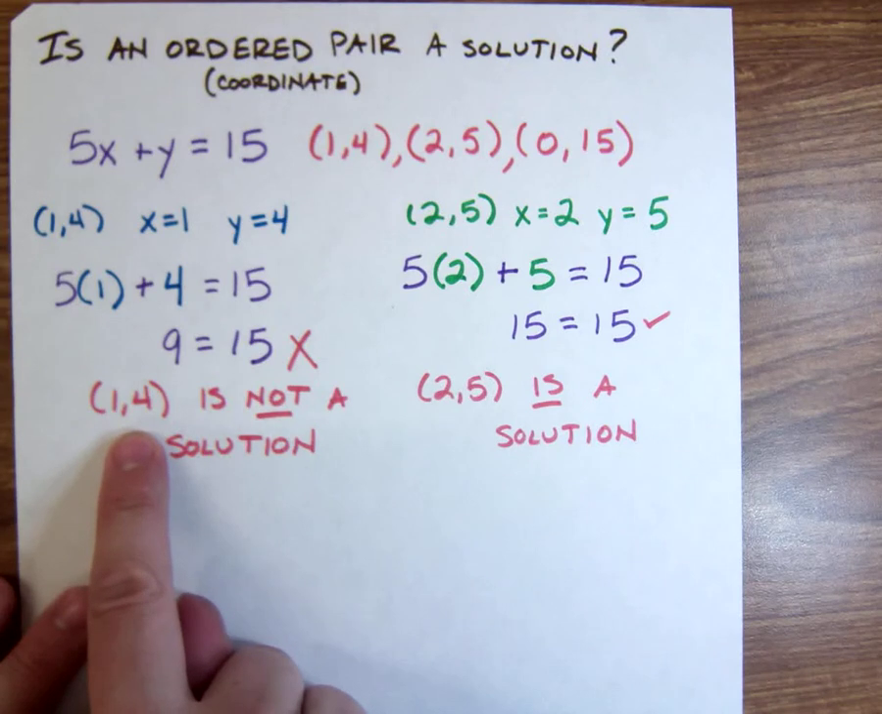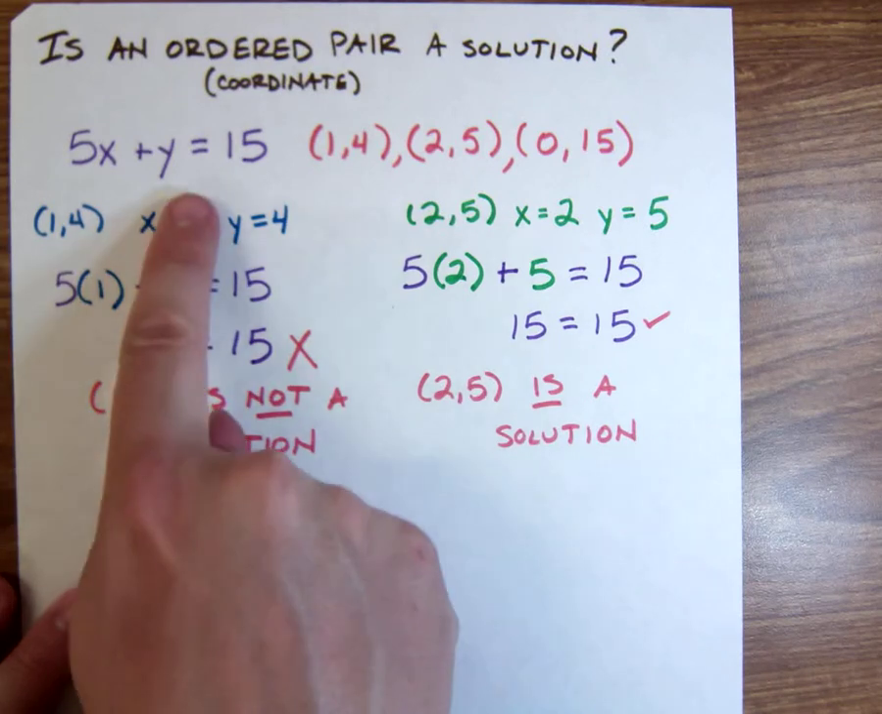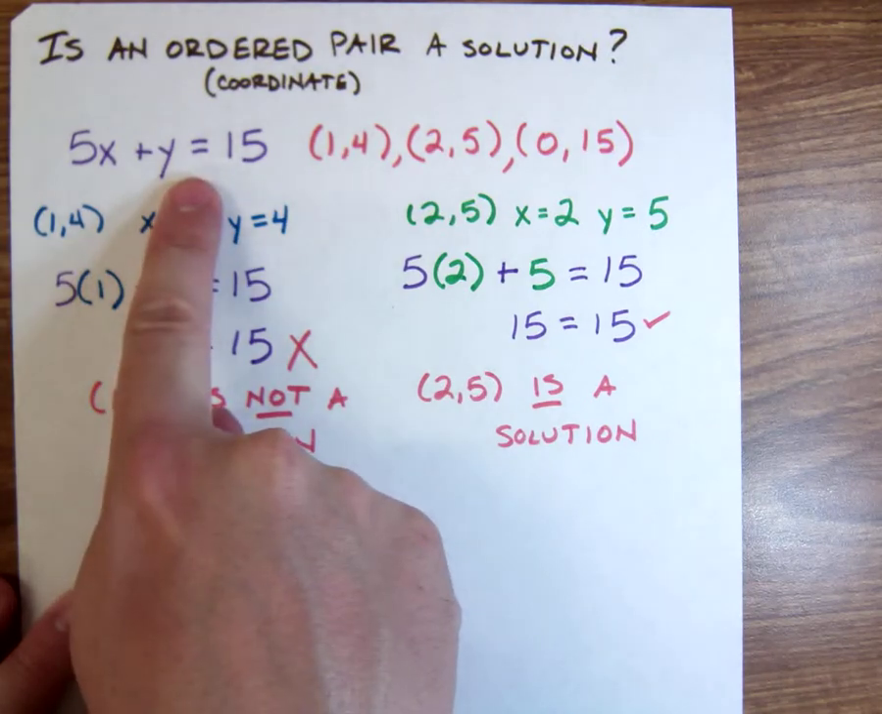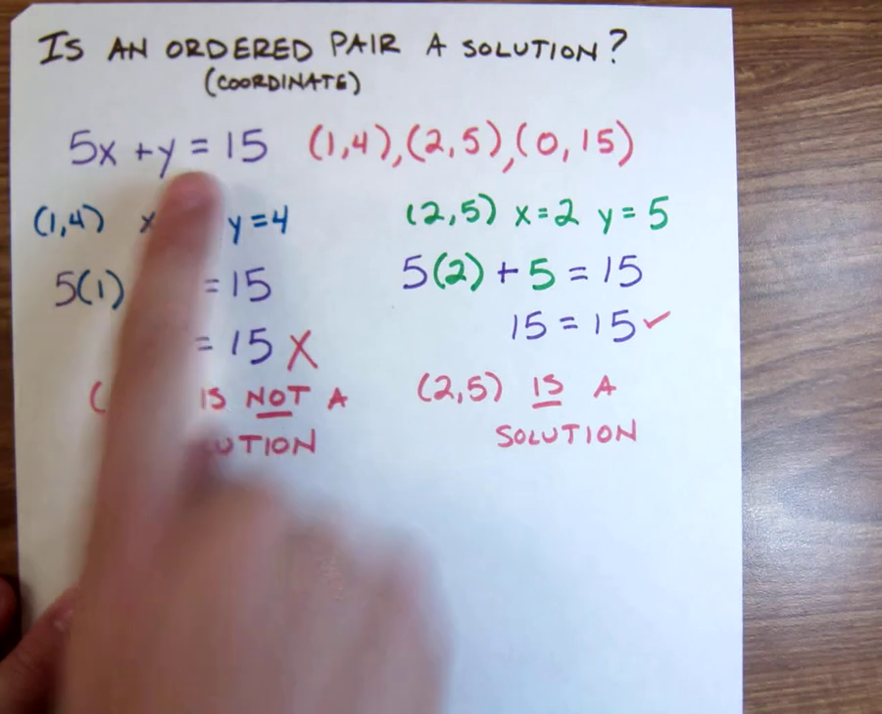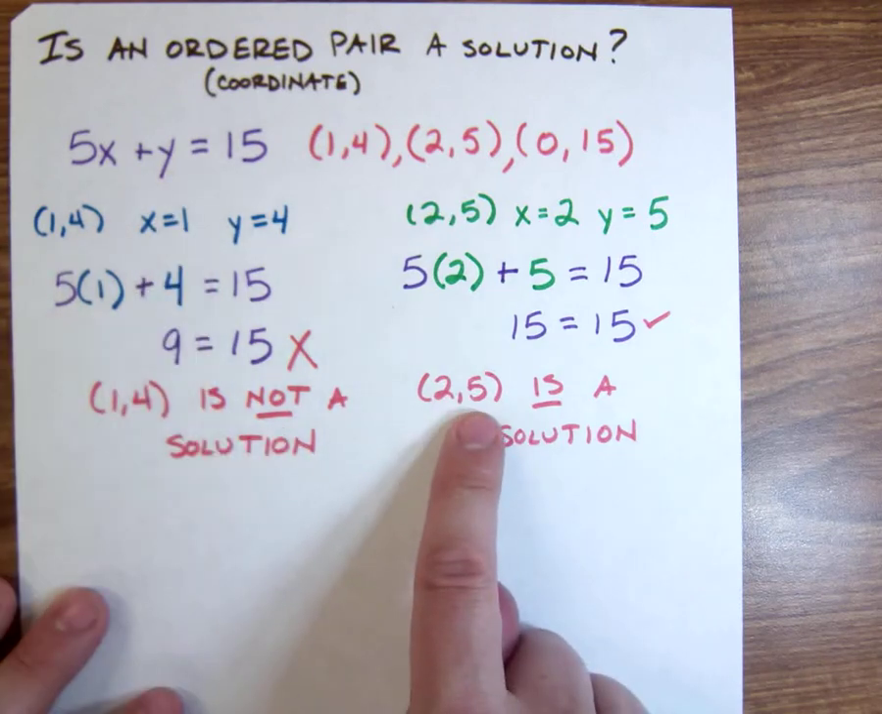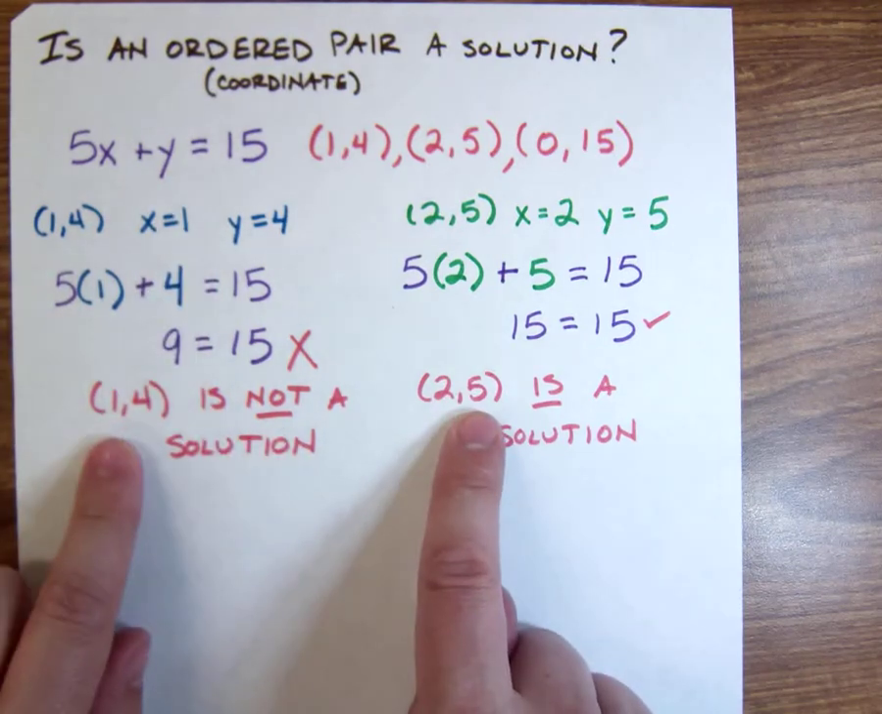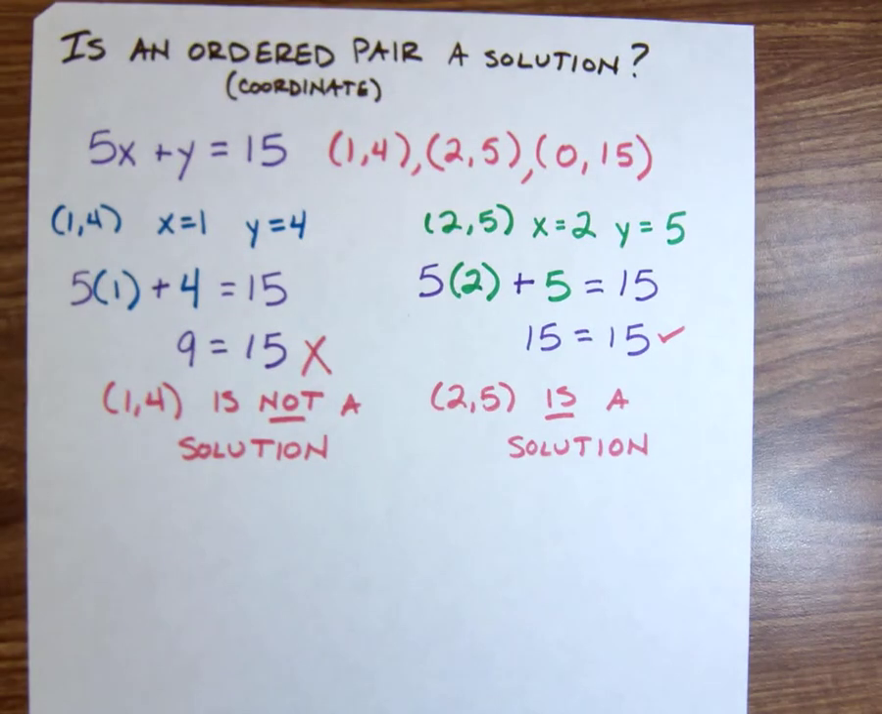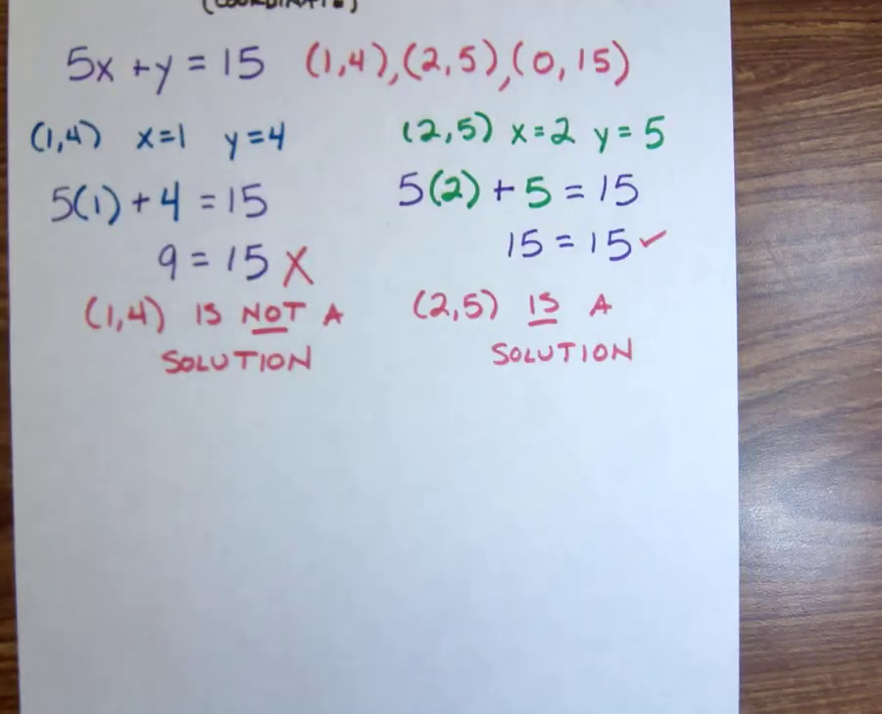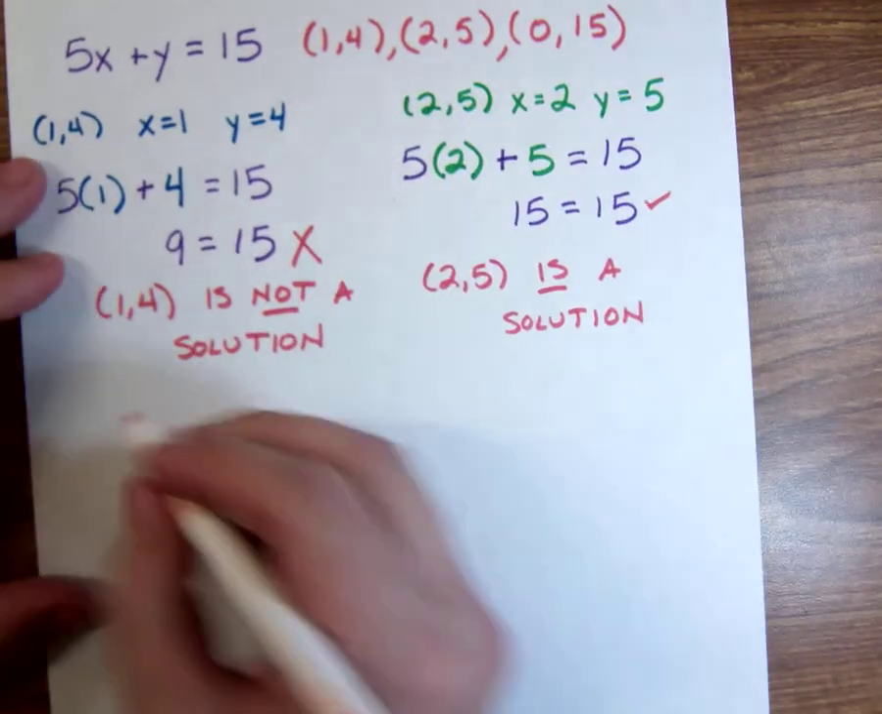This is useful information to us because when we graph something like this, the way that we're going to do it is we're going to get a couple of points and connect them. So I got to know which points can I put on the graph and which ones can I not. That's what it means by it's a solution. When I graph it, it's going to go through that point. Let's try the last one, which is 0, 15.